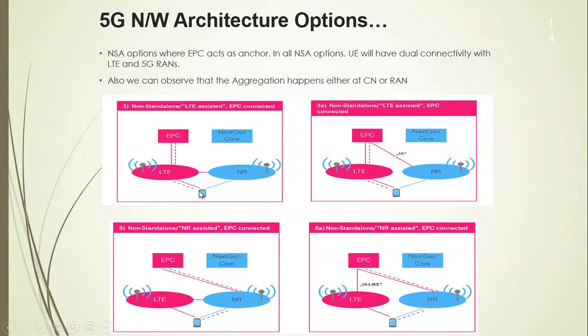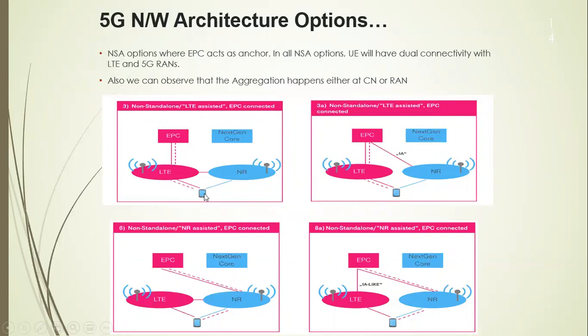And the UE will have two RRC connections, one with the E node B and another with the G node B. All control related information will be transferred over the LTE RRC connection. It will go over the LTE RRC connection to the E node B, and from the E node B to the EPC.